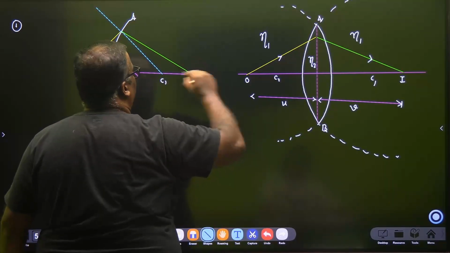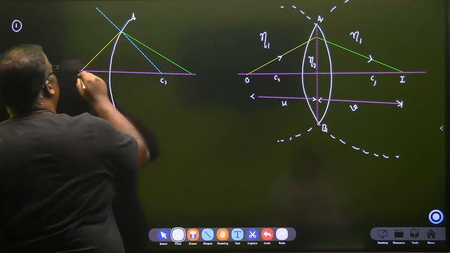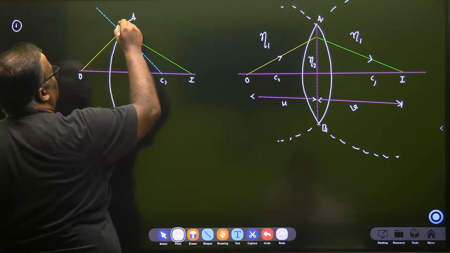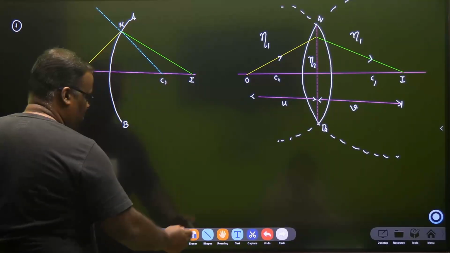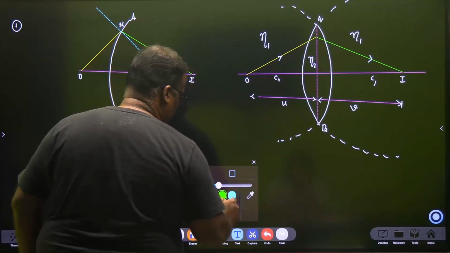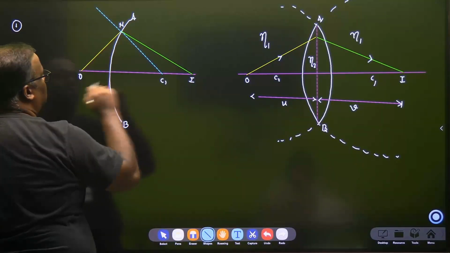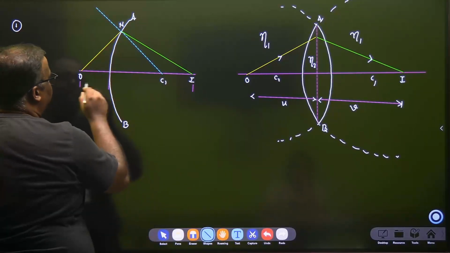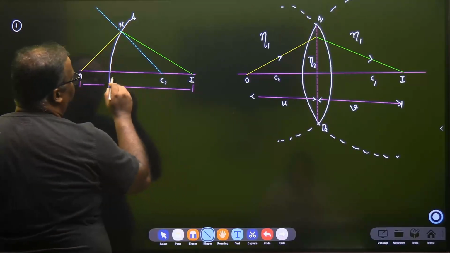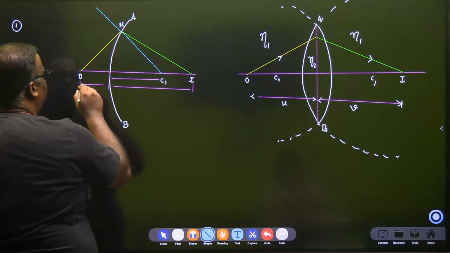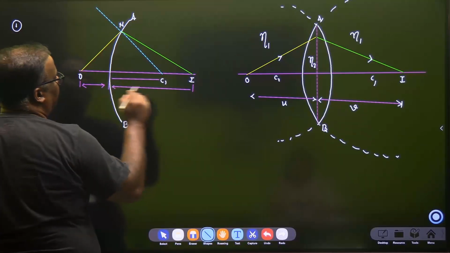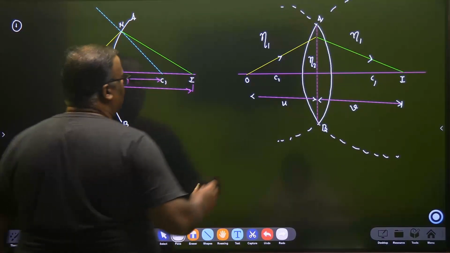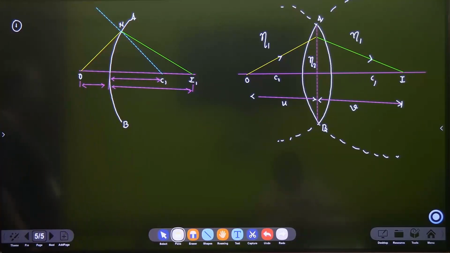This is my reflector. So let's put something. Let this be the object, this be the image, okay, and let this be N. Rest you know. Now I'm taking this as I1. Try to imagine what happens.